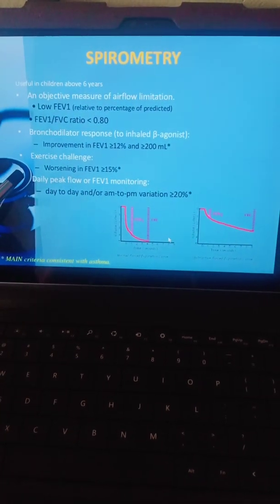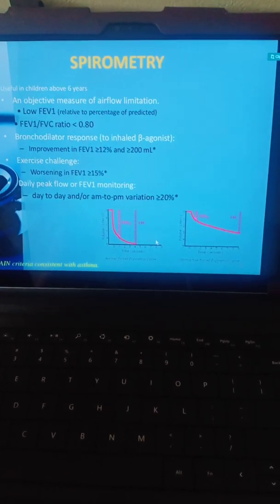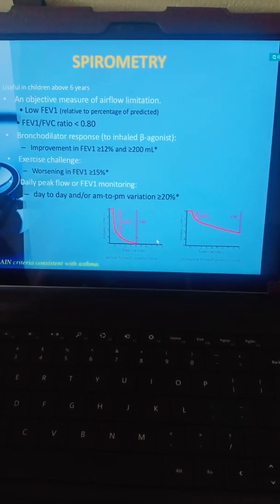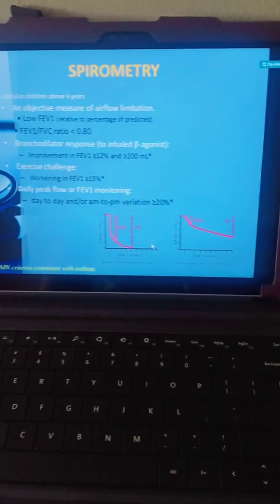Then you have to go for an exercise challenge. There is a worsening of these parameters, that is the FEV1 will worsen by 15%. Then you have to go for daily peak flow or FEV1 monitoring on a day-to-day basis. AM to PM variation will be more than 20%.